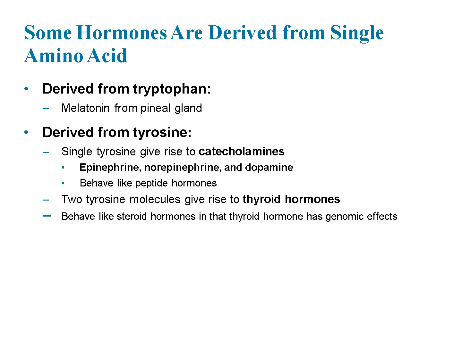Some hormones originate from single amino acids. Those derived from tryptophan include melatonin, which is secreted by the pineal gland and plays a crucial role in regulating sleep-wake cycles. Hormones derived from tyrosine can be categorized into two groups. The first group includes catecholamines such as epinephrine, norepinephrine, and dopamine. These hormones function similarly to peptide hormones and are involved in the body's stress response, blood pressure regulation, and mood control. The second group consists of thyroid hormones, which are formed from two tyrosine molecules. Unlike catecholamines, thyroid hormones act like steroid hormones by exerting genomic effects that regulate metabolism and growth by influencing gene expression.